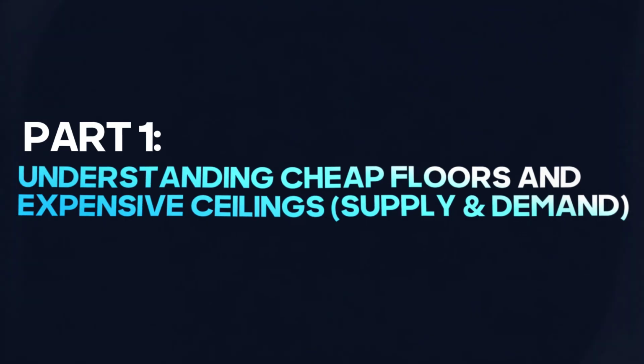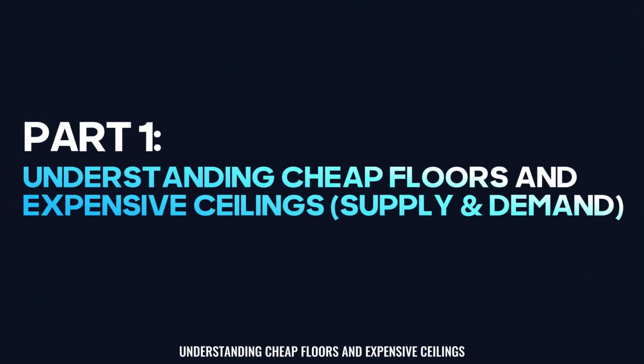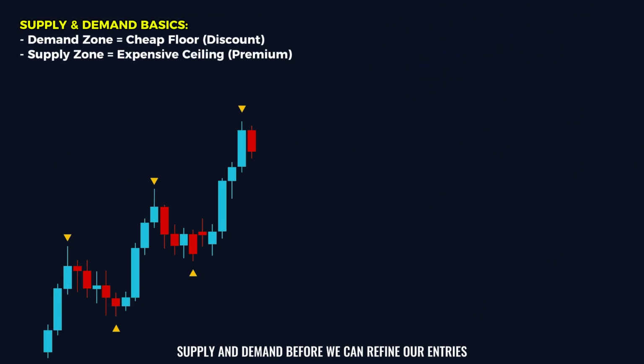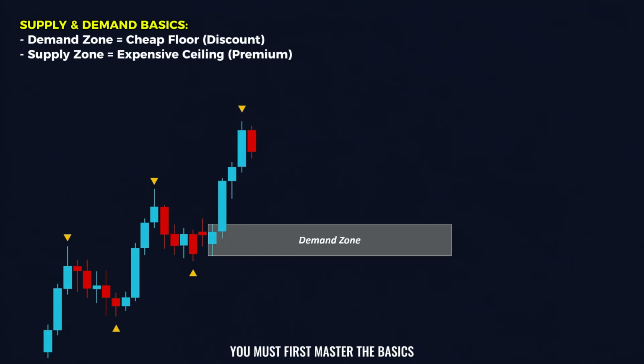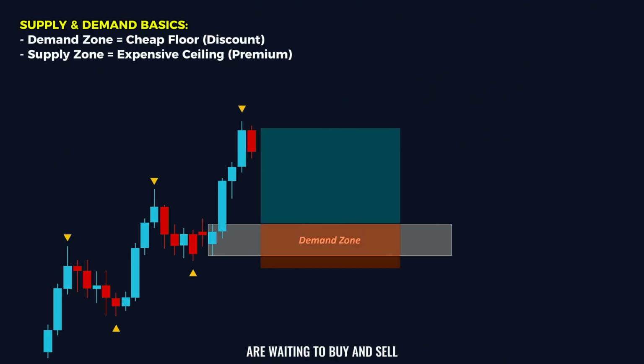Part 1. Understanding cheap floors and expensive ceilings, supply and demand. Before we can refine our entries, you must first master the basics of where the big market players are waiting to buy and sell. In trading, we call these areas supply zones and demand zones. Let's explain this using a simple real-world shopping analogy.